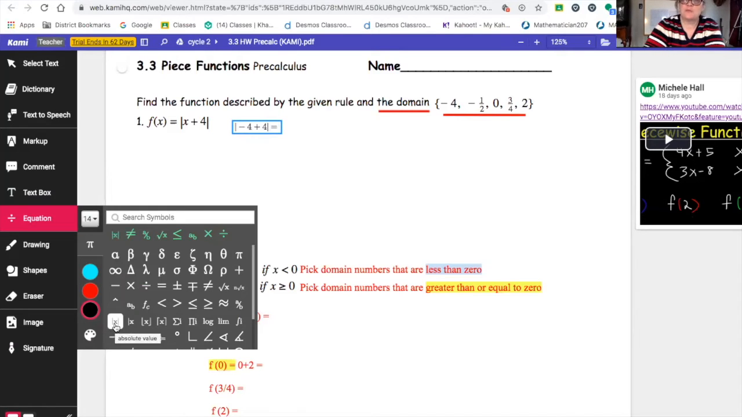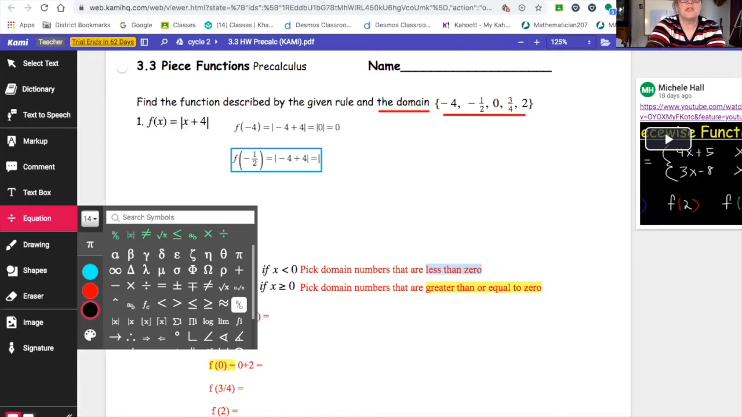We see that the absolute value of -4 plus 4 is the absolute value of 0. And the absolute value of 0 equals 0. F of -4. So f of -1/2 equals, paste it in there. We have -1/2, here's my fraction, so 1/2.